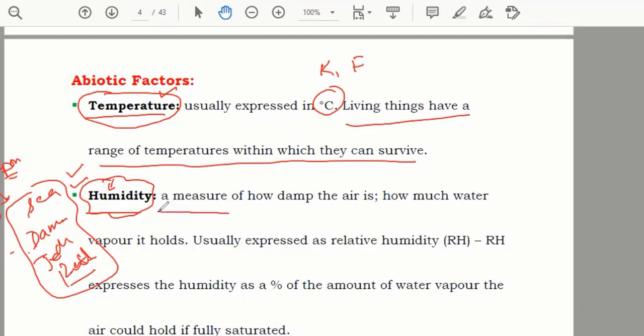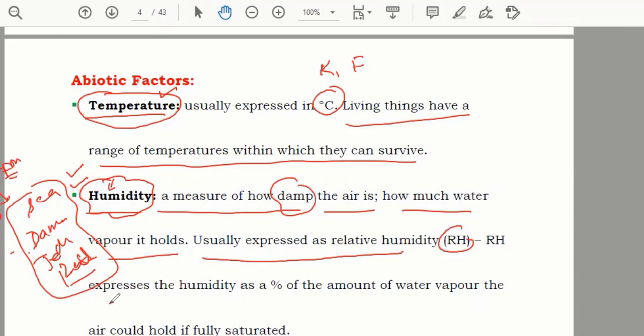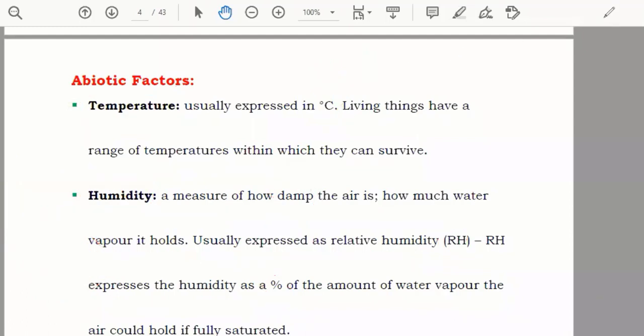Humidity is the measure of how damp, meaning how wet, the air is, how much water vapor it holds. It is usually expressed as relative humidity, which expresses the humidity as a percentage. Sometimes if you see the weather on your mobile, they give a level of humidity, meaning how much percent. They will say the humidity level is 8%. So it means that 8% water vapors are present in the air. So this is known as humidity, and this is another abiotic factor of the ecosystem.